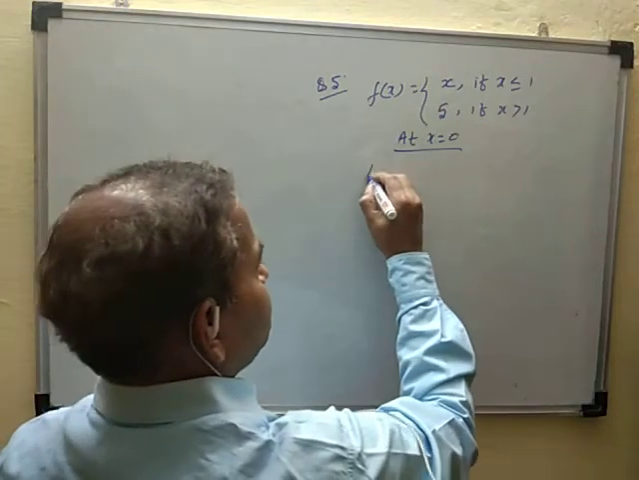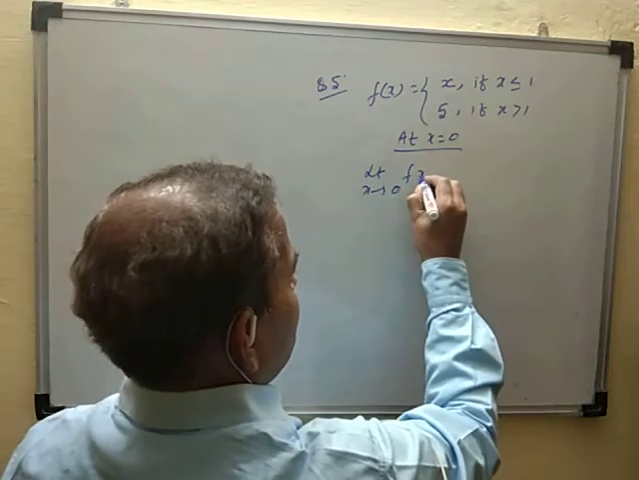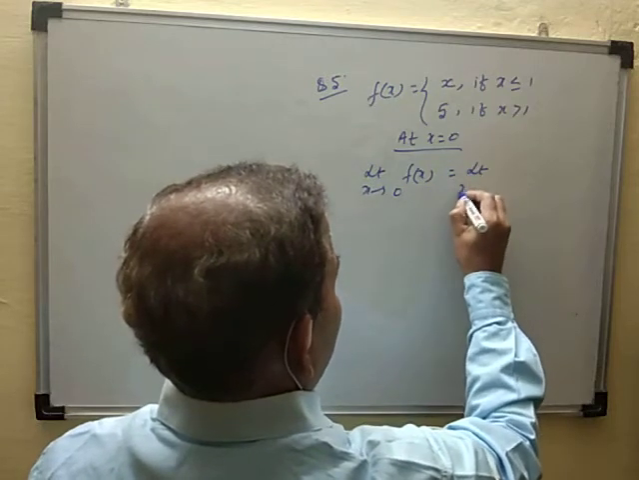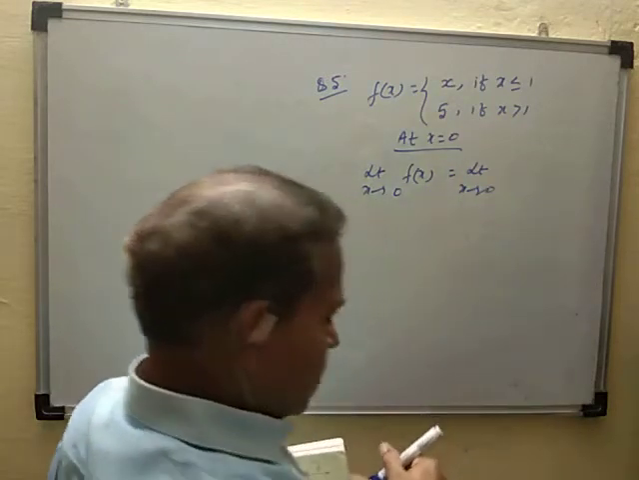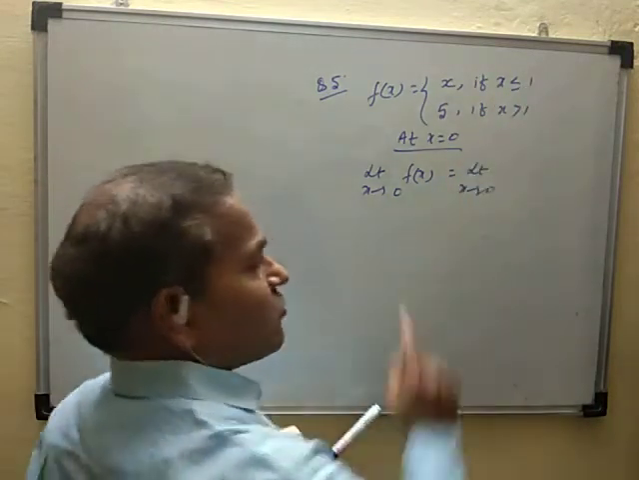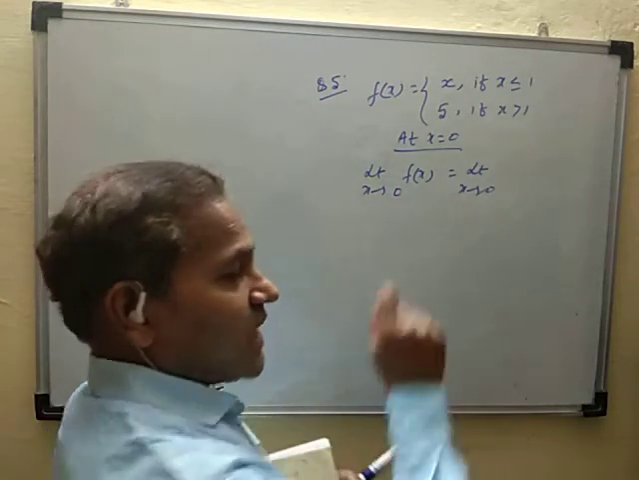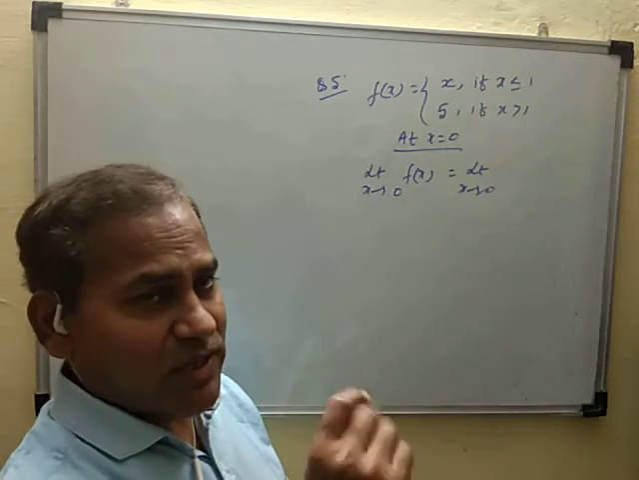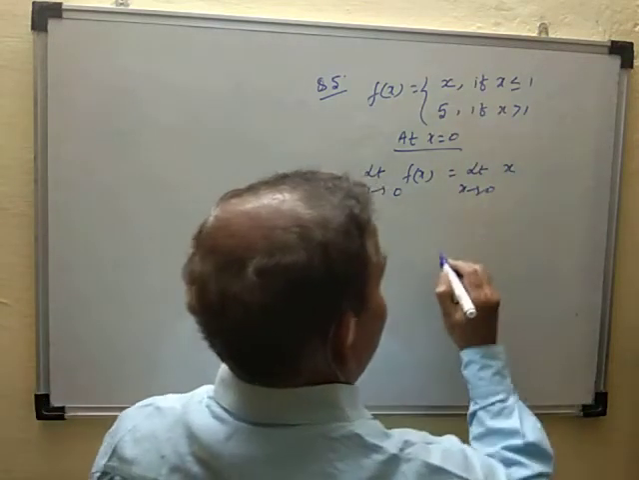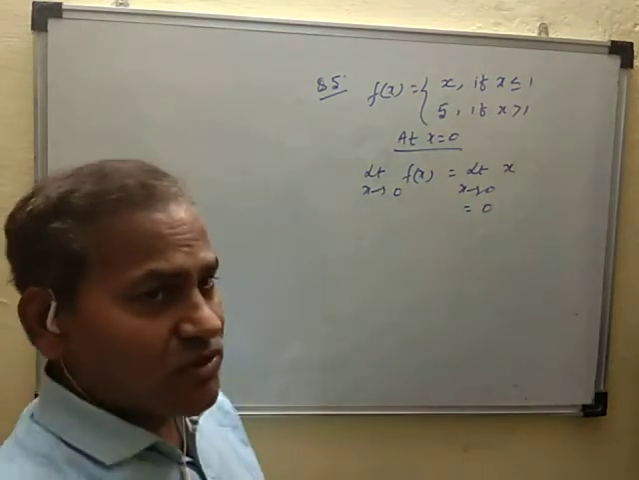So now find limit value. Limit x tend into 0 f of x, this is equal to limit x tend into 0, the value of x always less equal to 1, that is always less than 1, because your limit given x tend into 0. So the value of x is less than 0. Put function value. What is function value? x. Now put x is equal to 0. So limit value is 0.